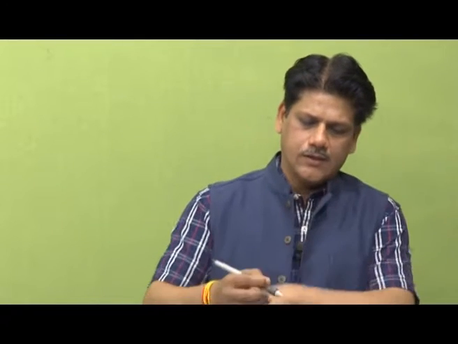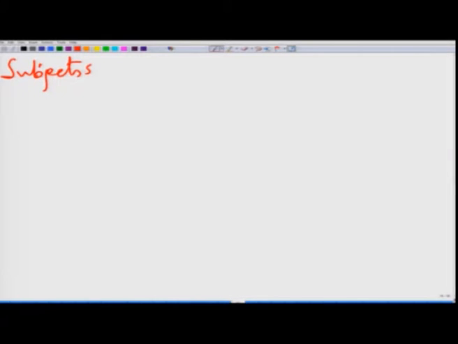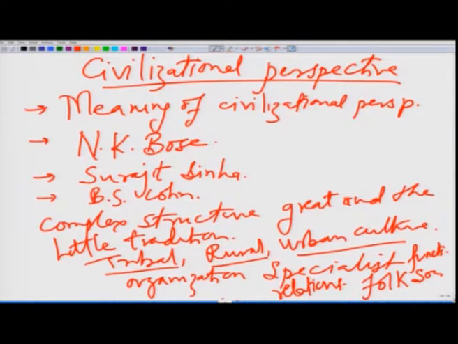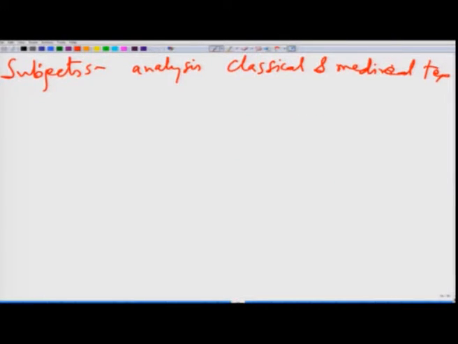The civilizational perspective also involves the study of a combination of various subjects. If you try to see the combination of subjects, then we have the analysis of the ancient, classical and medieval texts. We also have the administrative records, which is another important aspect of understanding the ground realities.